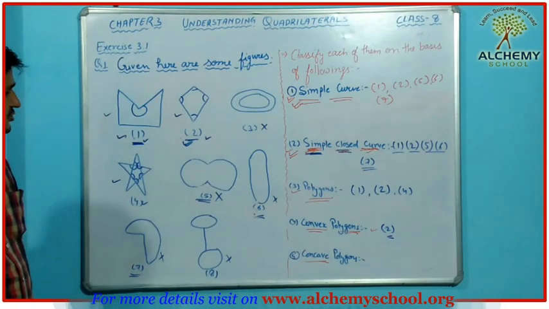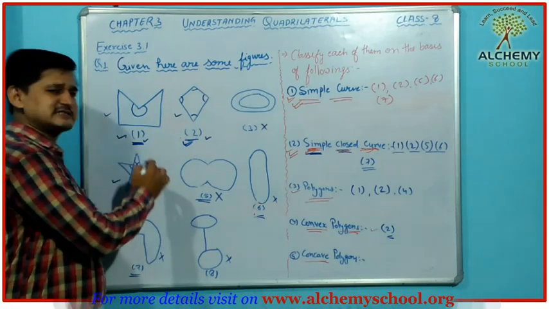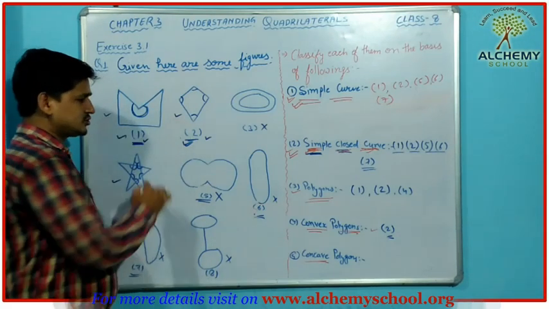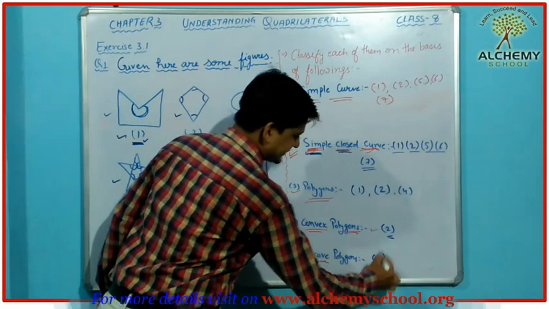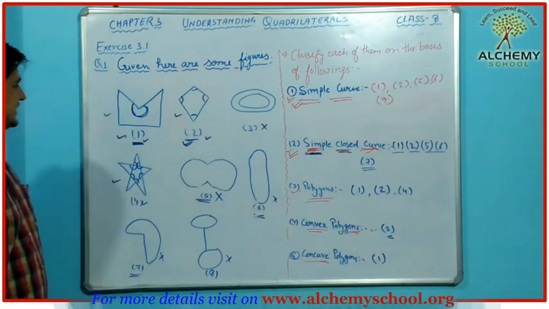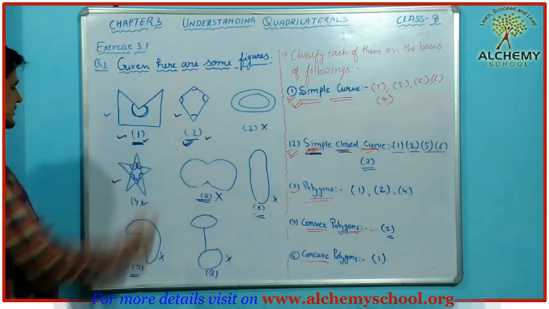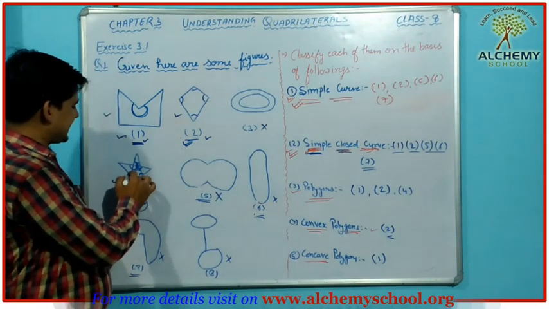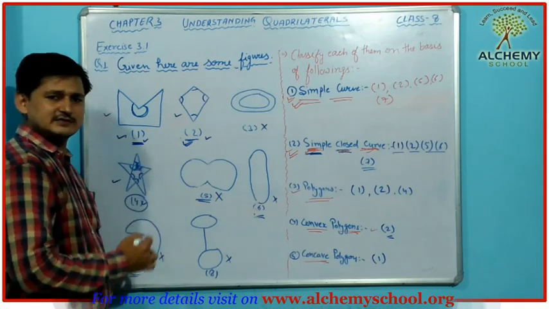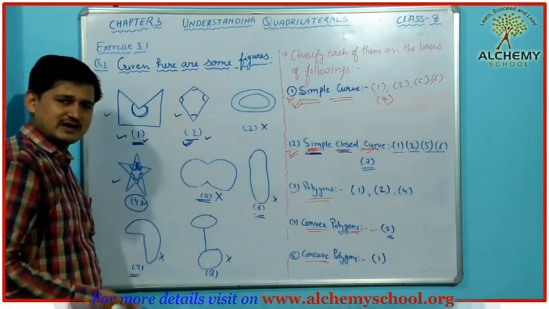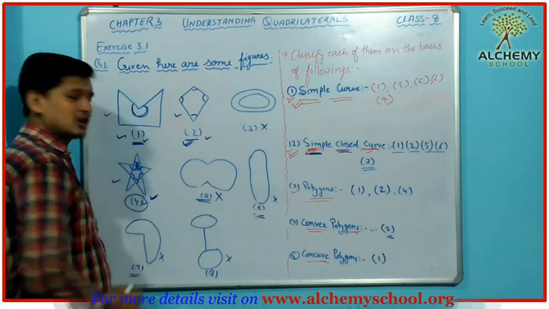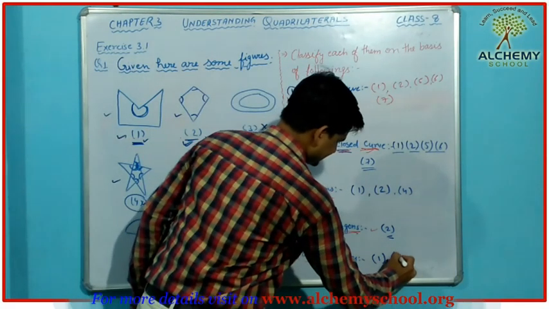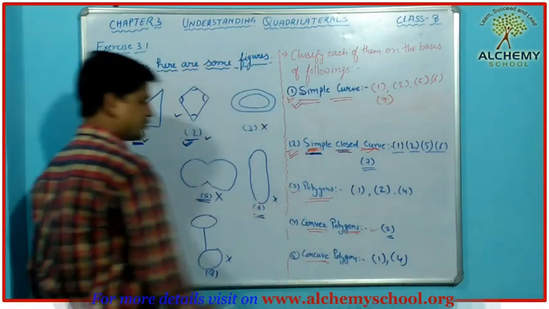When we talk about concave polygon, we can see in the first figure we have one reflex angle. So the first figure is a concave polygon. The next figure is a convex, and in the fourth figure we can see it has many angles which are more than 180 degree. So this is also a concave polygon. So we can mark it here. So figure 4 is also a concave polygon.